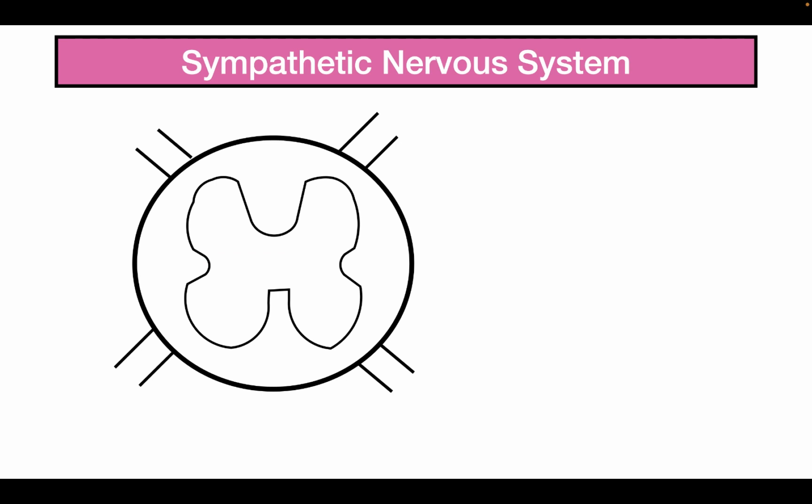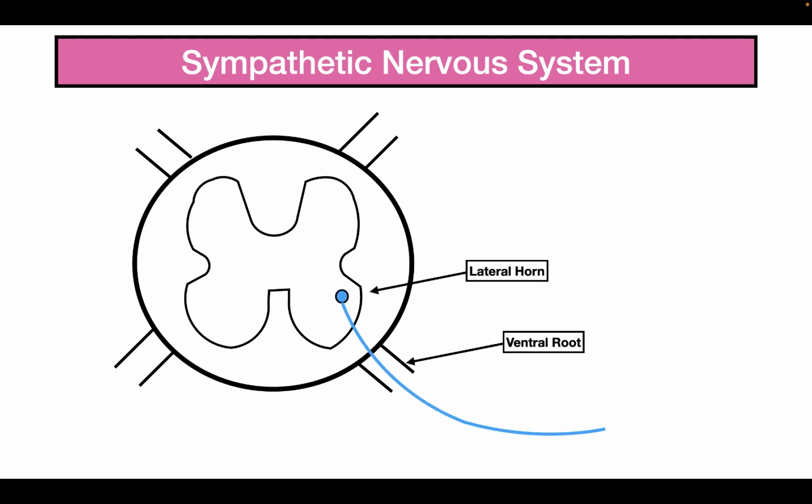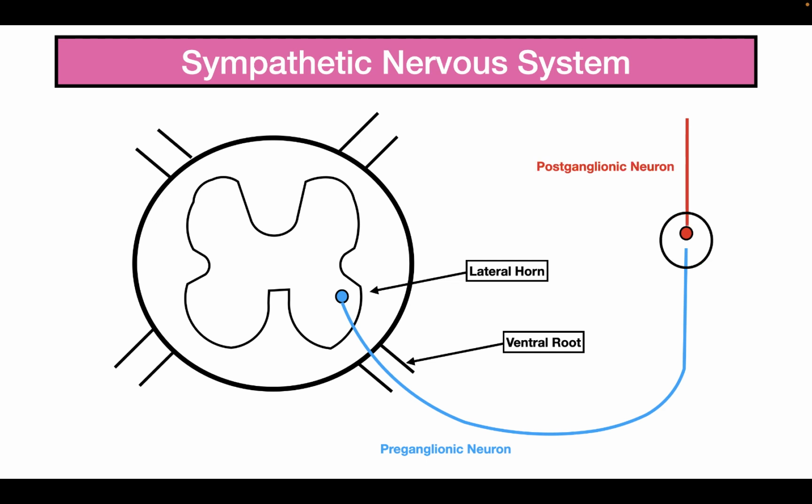So I would like to first describe to you this figure here, which is a cross-section of the spinal cord. And what we see here in the spinal cord is that we have the lateral horn here and the ventral root here. So what we're going to do now is we're going to see the neurochemistry behind the sympathetic nervous system. So remember that the preganglionic cell body is going to be found in the lateral horn. And the preganglionic neuron is going to project onto the postganglionic neuron in the peripheral nervous system. And this occurs in the autonomic ganglion.